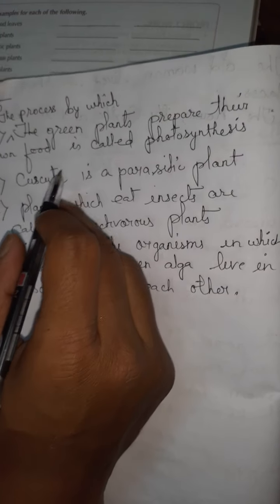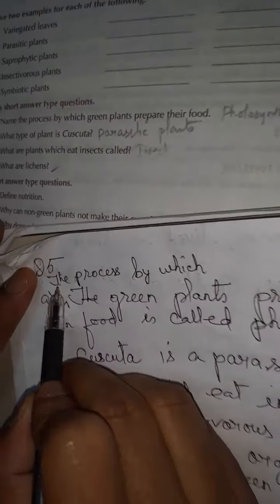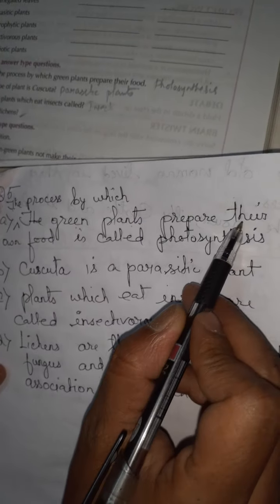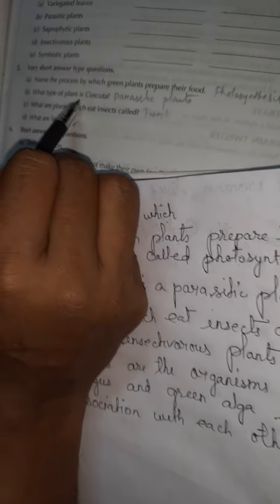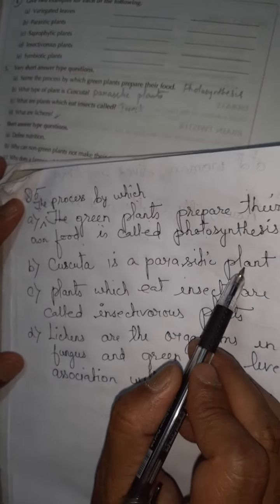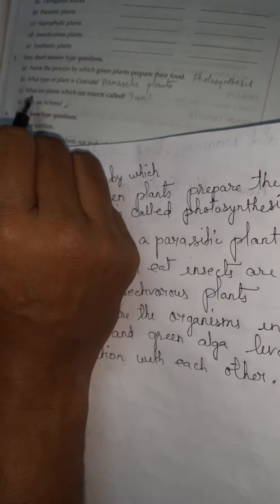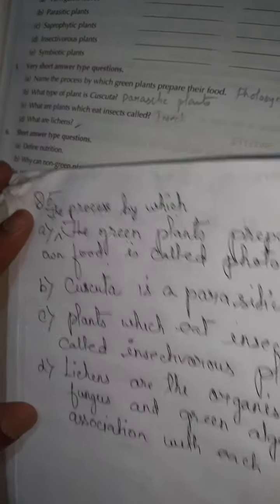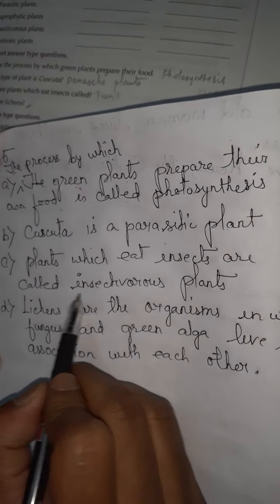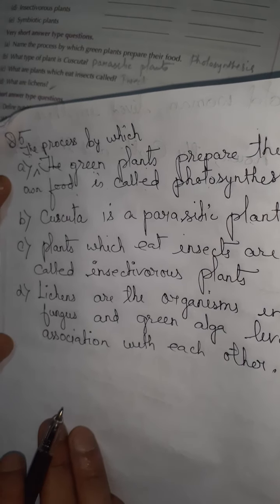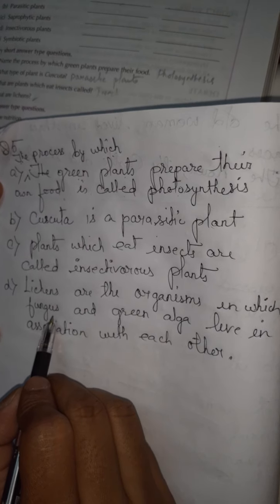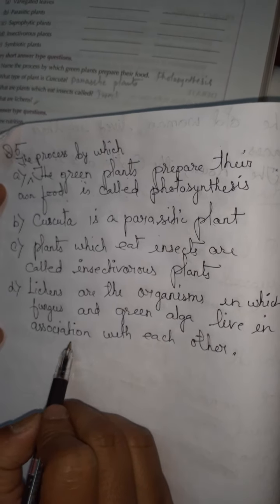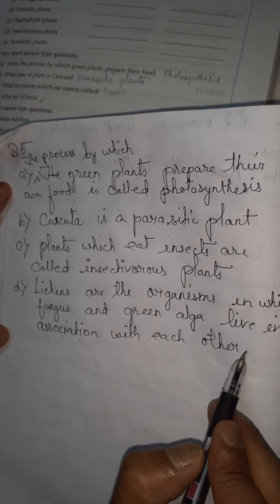So I'll repeat the questions. Name the process by which green plants prepare their food. The process by which green plants prepare their own food is called photosynthesis. Number 2, what type of plant is cuscuta? Cuscuta is a parasitic plant. Number 3, what are the plants which eat insects called? Plants which eat insects are called insectivorous plants. What are lichens? Lichens are the organisms in which fungus and green alga live in association with each other.